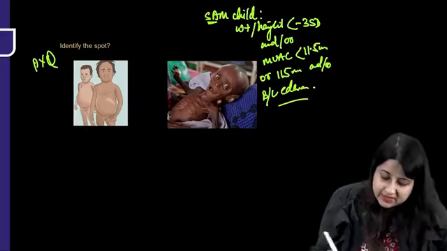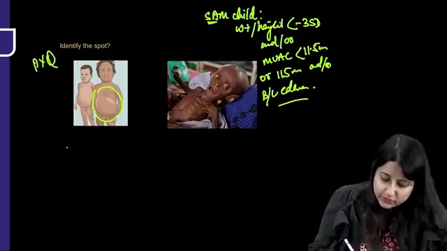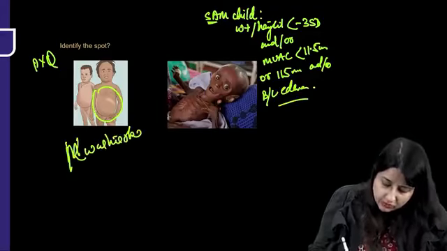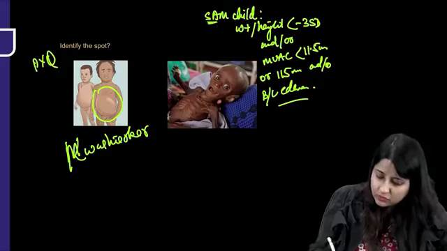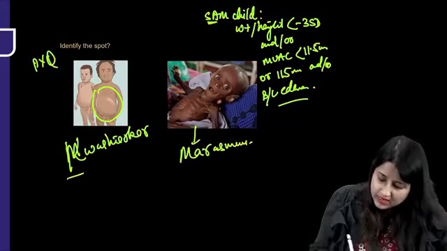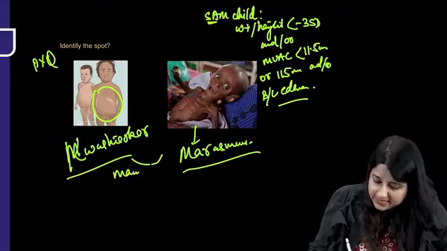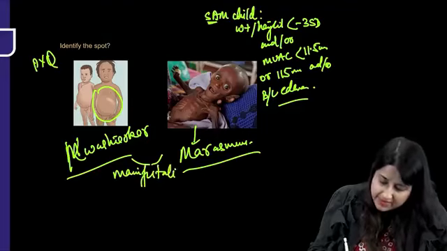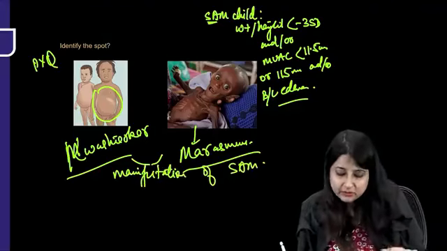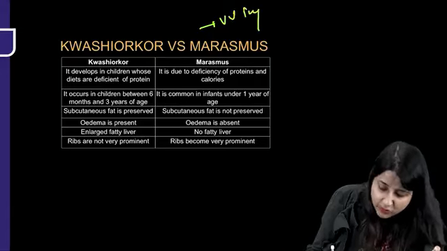This image that you see is a manifestation of a SAM child. This one with the protruding belly, what is this? Kwashiorkor. And this one where the ribs and old age appearance are seen, what is this? Marasmus baby. So a lot of questions come from this. Kwashiorkor and marasmus are manifestations of SAM. What is asked in the question is the difference. So look over here. This is very, very important.